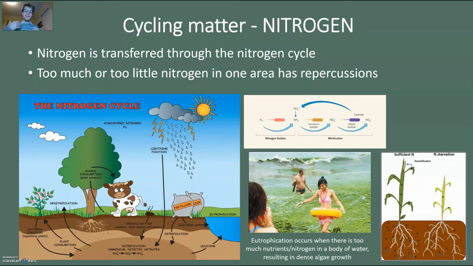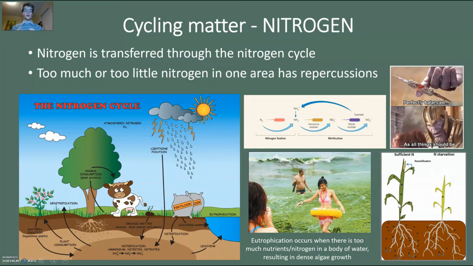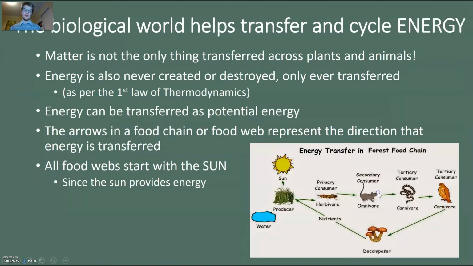The nitrogen cycle is another example of how matter is cycled. I'm not going to explain too much about it, but basically that also involves decomposers breaking down nutrients. If you have too much nitrogen in a certain place, that's a bad thing. If you have too little nitrogen, that's also a bad thing. So once again, the nitrogen cycle shows how you have to have a perfect balance of where matter should be. The water cycle is another example of matter that gets cycled.